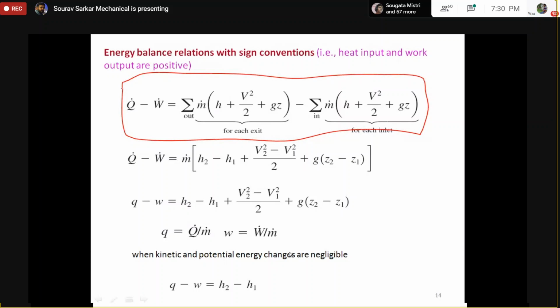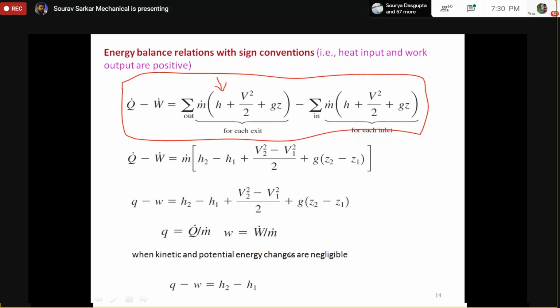What is the meaning of this equation? Here dE/dt is equal to 0, so E_I is equal to E_F in this case. And so Q minus W is equal to that energy difference.